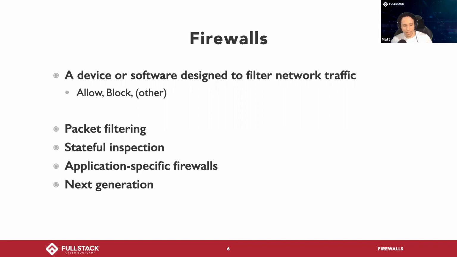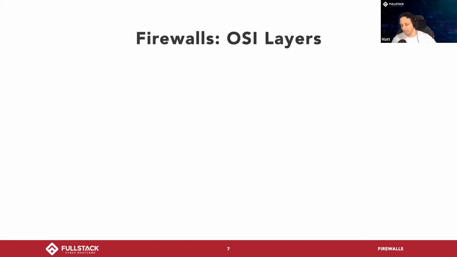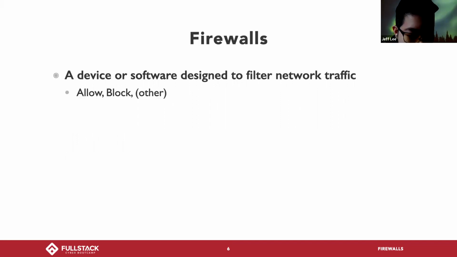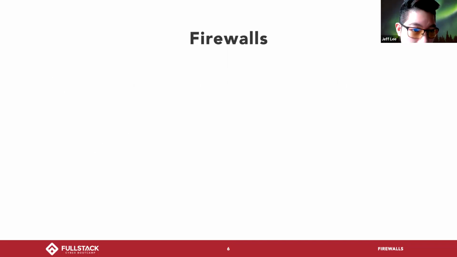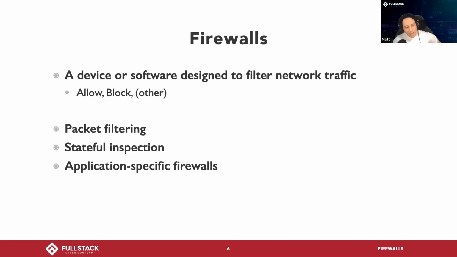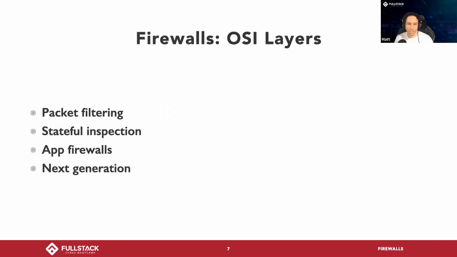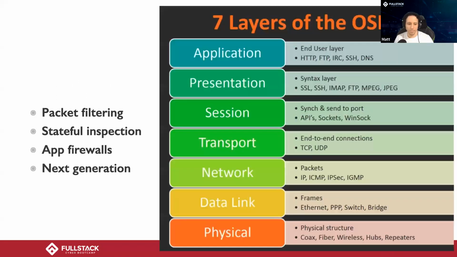Let's map them onto the OSI model. Packet filtering will be stateless. Then you have stateful, application-specific, and next gen. If we look at our OSI layers here, and we've got our beautiful OSI model, remember this? We use this to have a strong understanding of how systems communicate with each other. Data has to flow from application down to physical and from physical back to application.